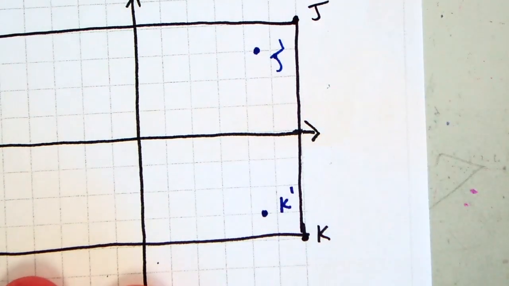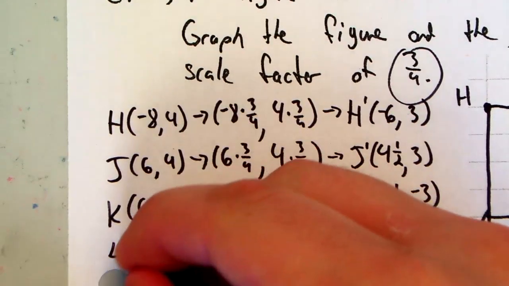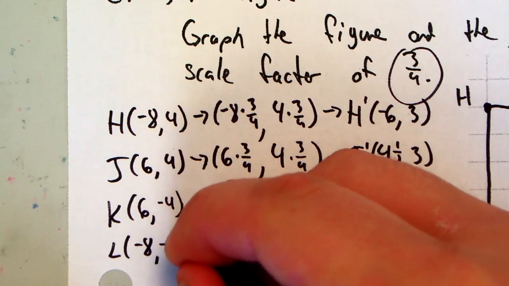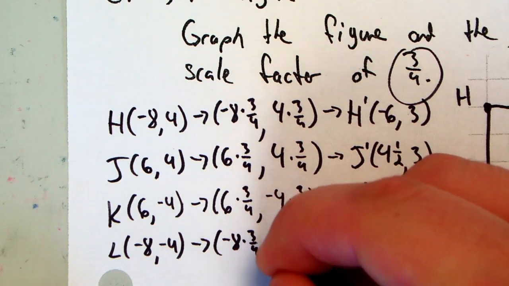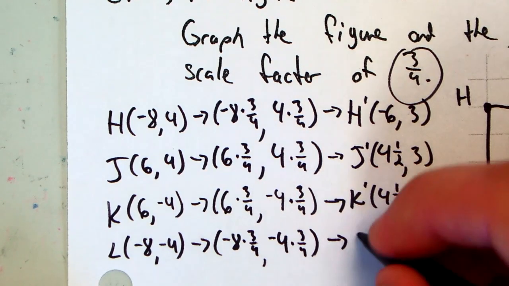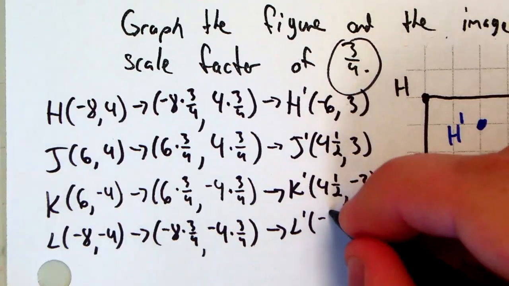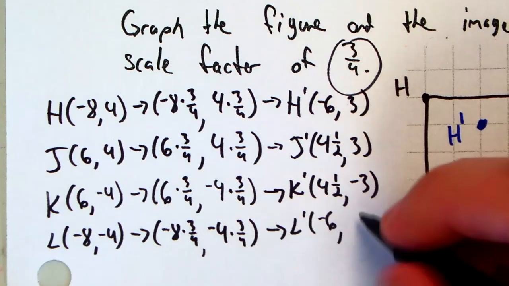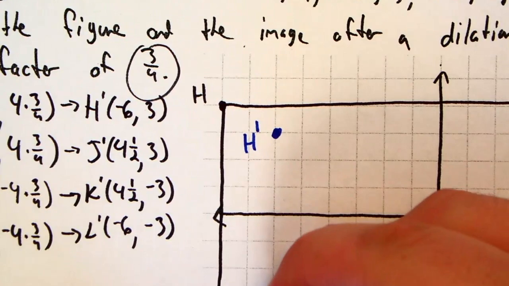And then our last ordered pair, which happened to be L, was (-8, -4). So -8 times 3/4 and -4 times 3/4. -8 times 3/4 is -6, and -4 times 3/4 is -3. So L prime is here.